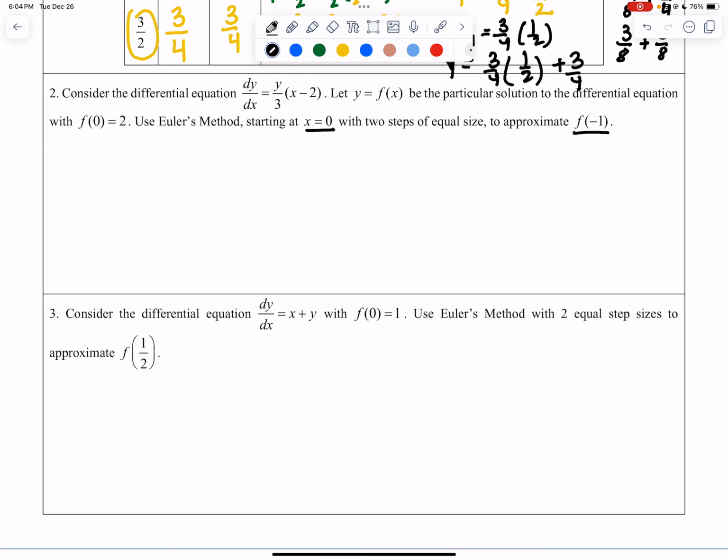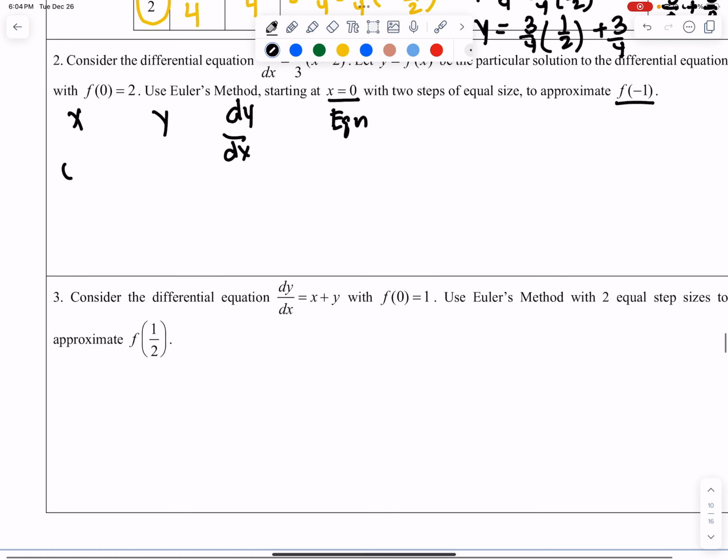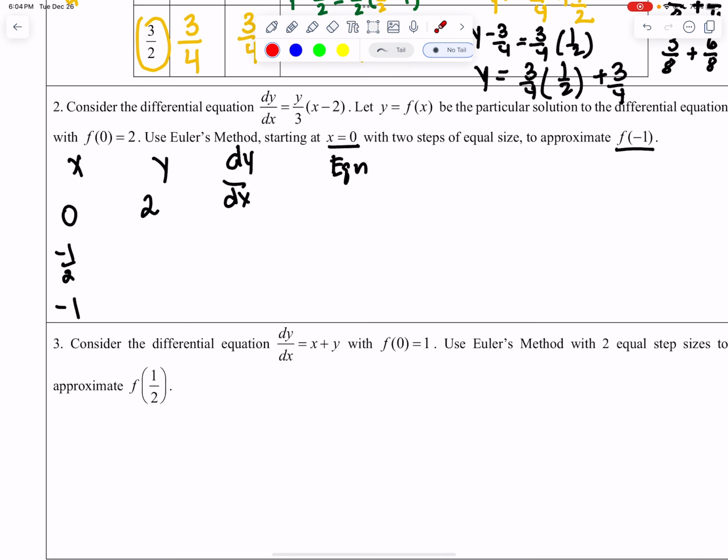I'm going to create my table where I have x, I have y, I have dy dx, and then I have the equation of the tangent line. I don't know if I'm going to have enough room, but we'll pray and see if I do. All right. So I know that my initial condition gave me 0 and 2. And I want to figure out what dy dx is based off of this right here. So what I'm going to do is plug in 0 for x and 2 for y. And then I'm going to have to simplify that to get my slope.